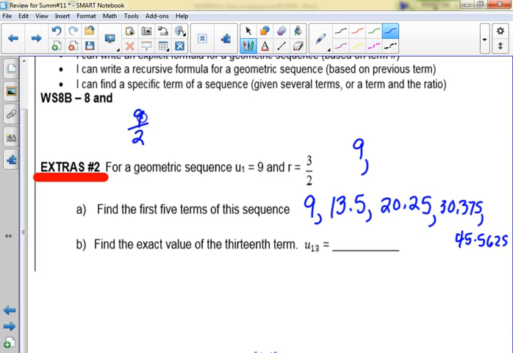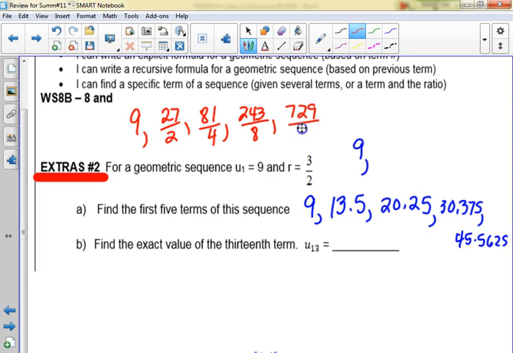If you did it in fractions, you're multiplying by 3 over 2. So the first one was 9, then 27 over 2, then 81 over 4. Let's see, times 3, 243 over 8. Times 3, 729 over 16. Is that 5? Okay. That should be all of those as fractions. I don't care what you do, because they're exact either way.